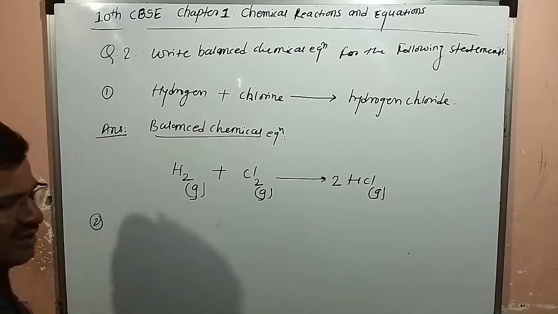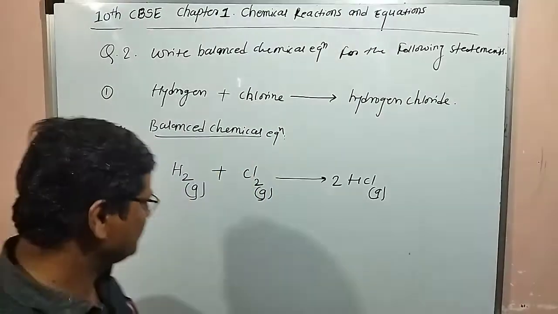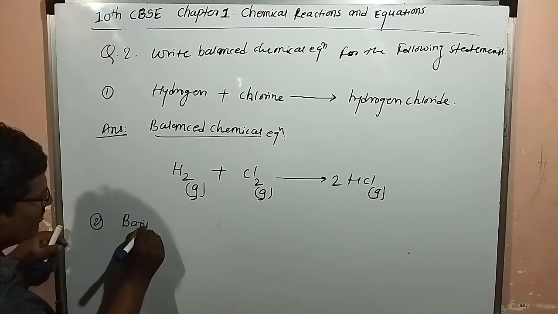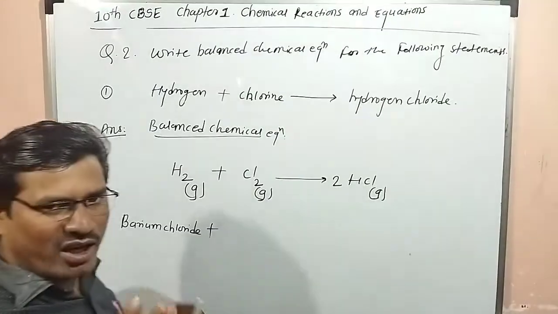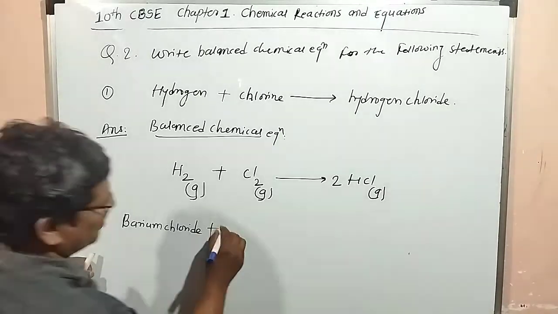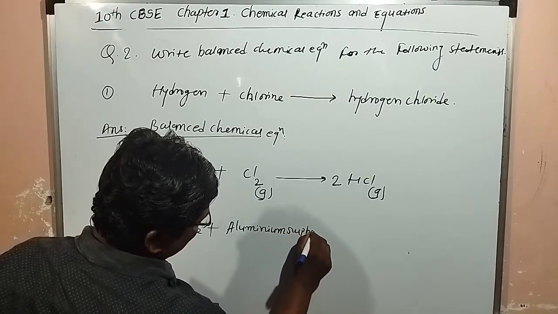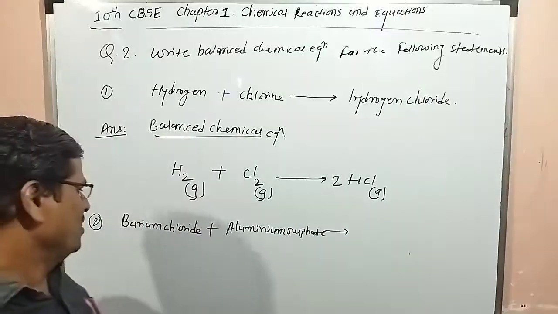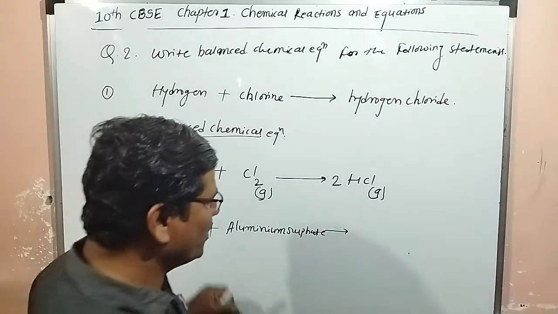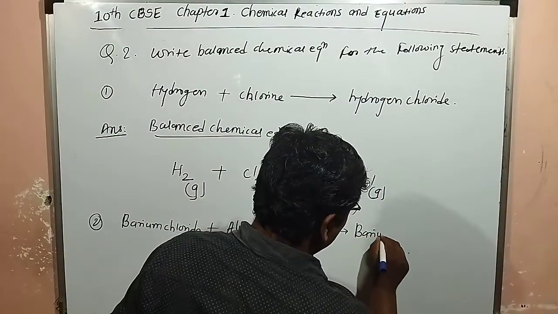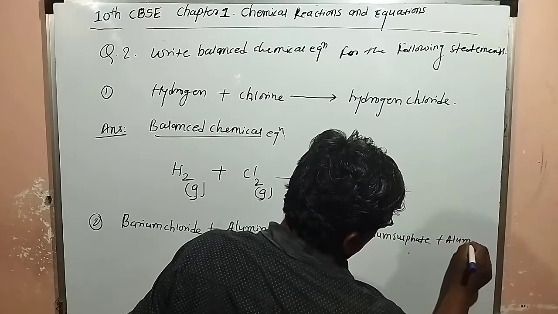The second equation is given in the form of a word equation: barium chloride plus aluminium sulfate gives barium sulfate plus aluminium chloride.